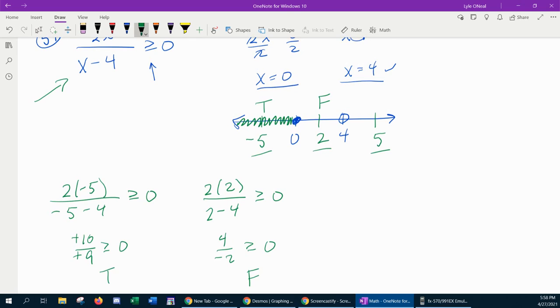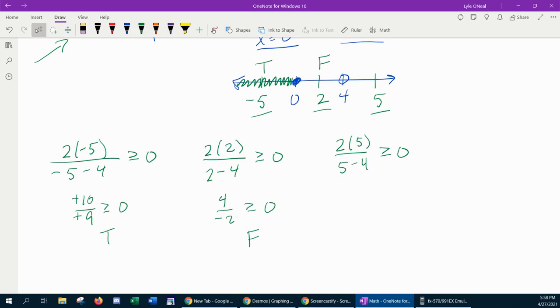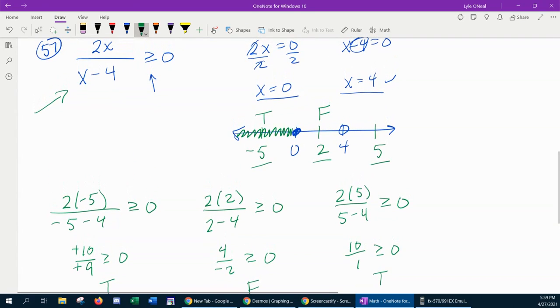And then we're going to test our +5. So 2 times 5 over 5 minus 4, is that greater than or equal to 0? Well, 5 times 2 is 10. 5 minus 4 is 1. 10 divided by 1 is 10, which is positive, which is definitely greater than or equal to 0. And that also gives us a true statement, so we can go ahead and shade that region.